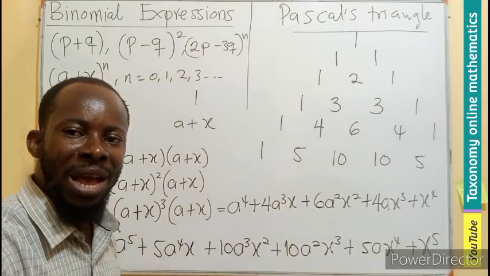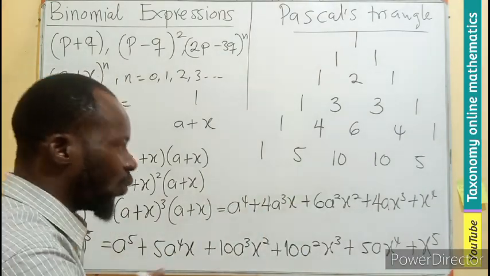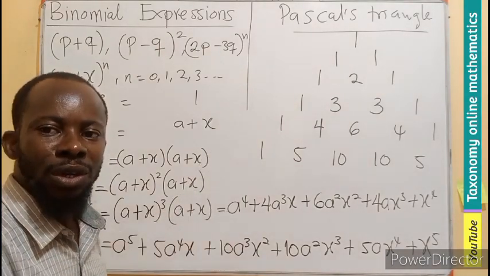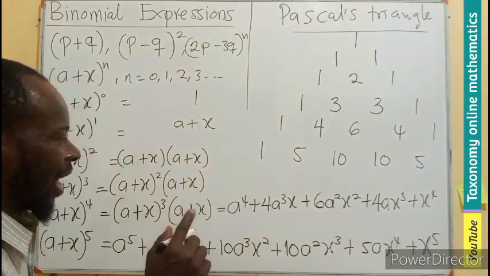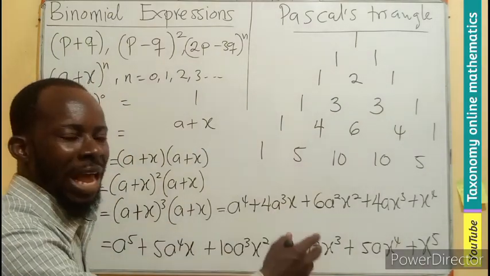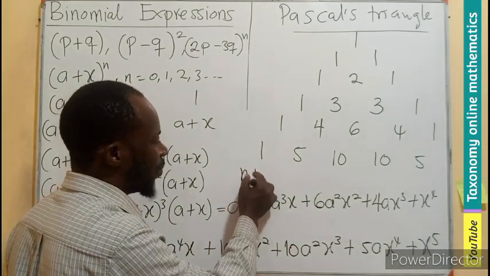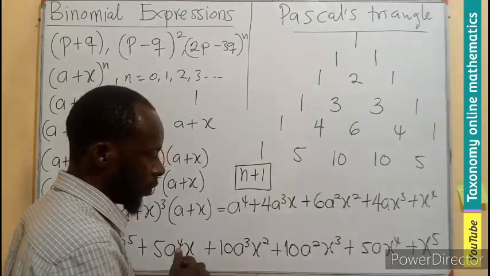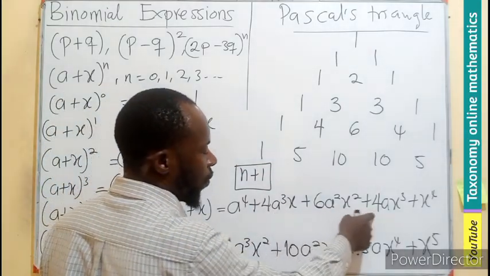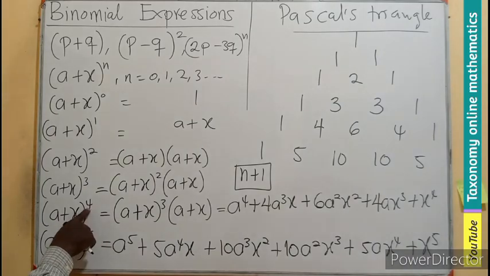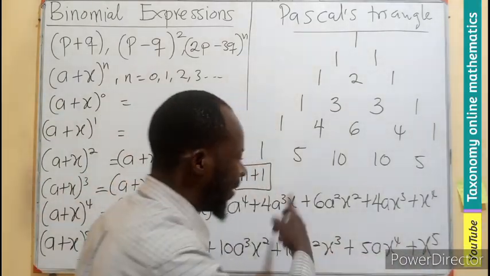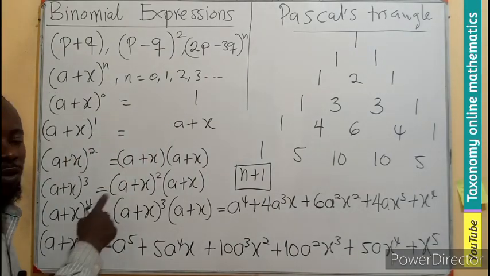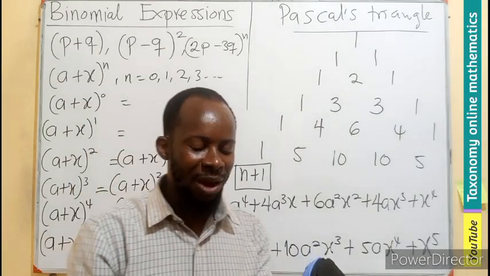So in binomial expansion, we can use the Pascal triangle to deduce the coefficient of each term. Alright. Now another thing is that the number of terms is n plus 1. 1, 2, 3, 4, 5: 5 terms. The n is 4. 1, 2, 3, 4, 5, 6: 6 terms. The n is 5. So that's how we generate the coefficient.